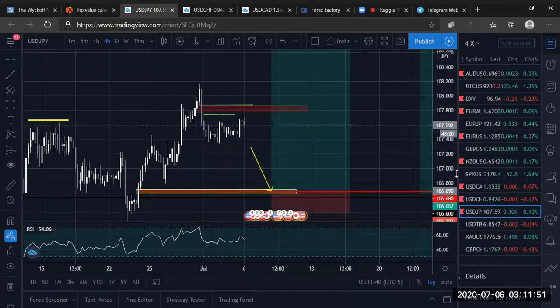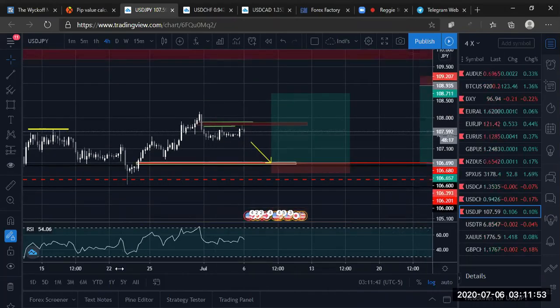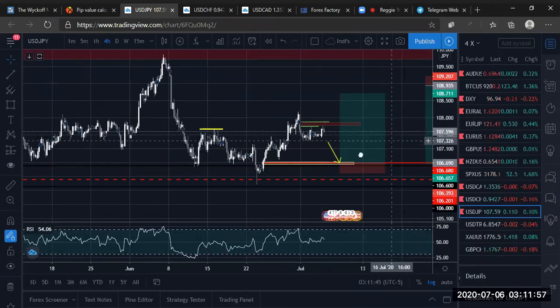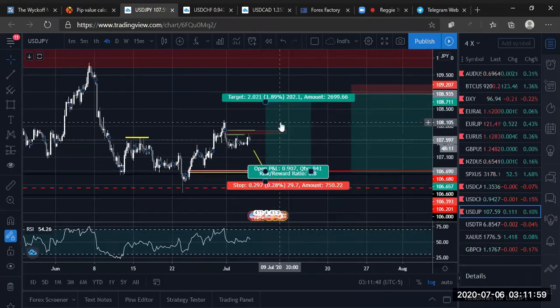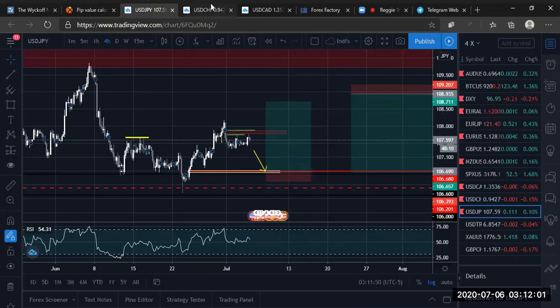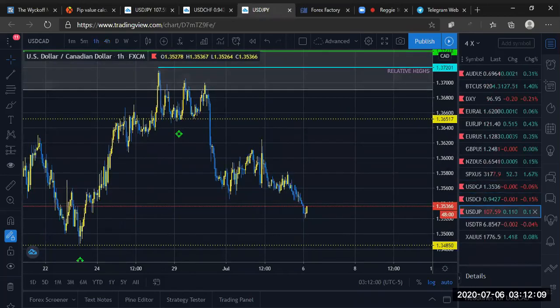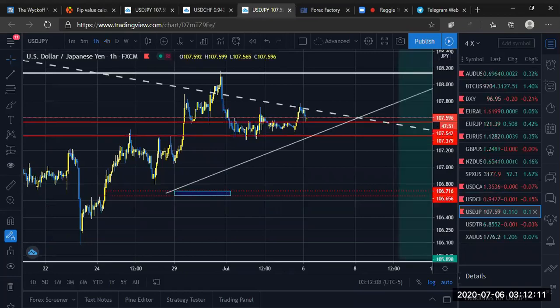Like I said, I don't really try to worry about the moves that I missed. Just try to catch the moves that you can get. So this little down move all the way up, that move is about 200 pips. So that's something definitely worth watching, definitely worth looking out for.